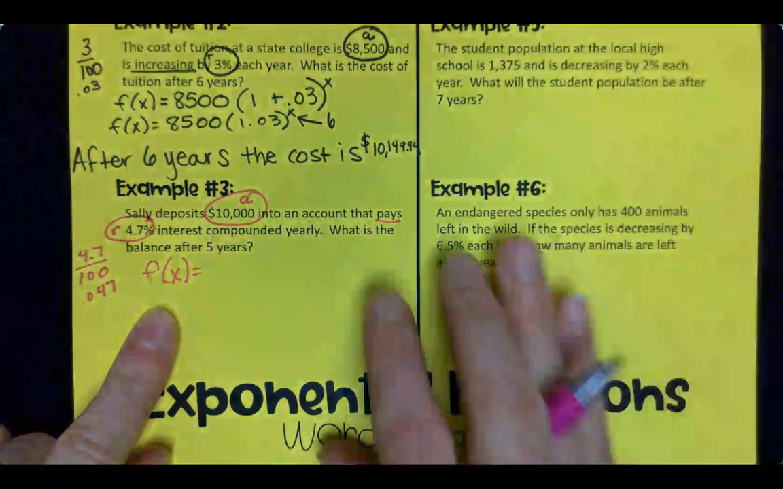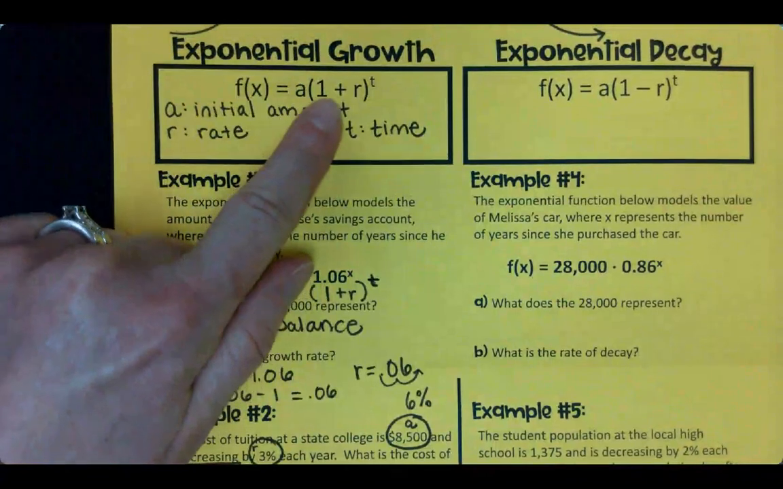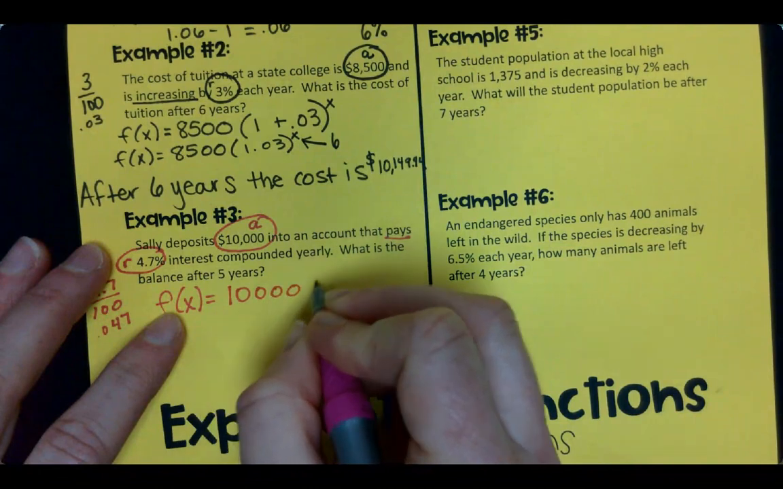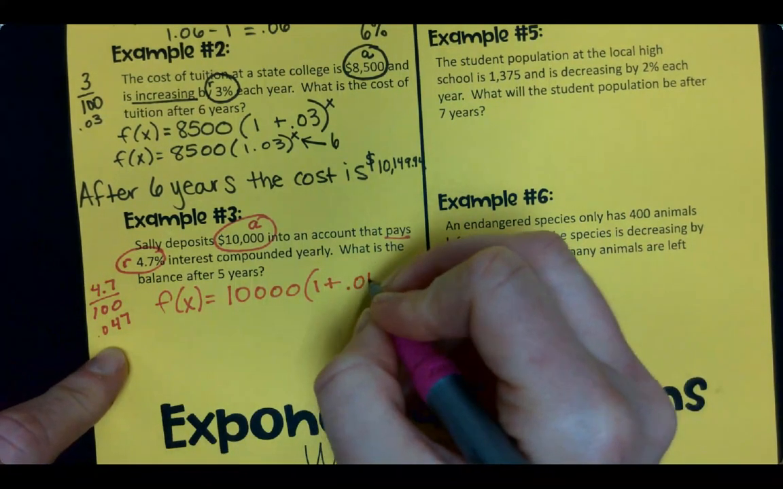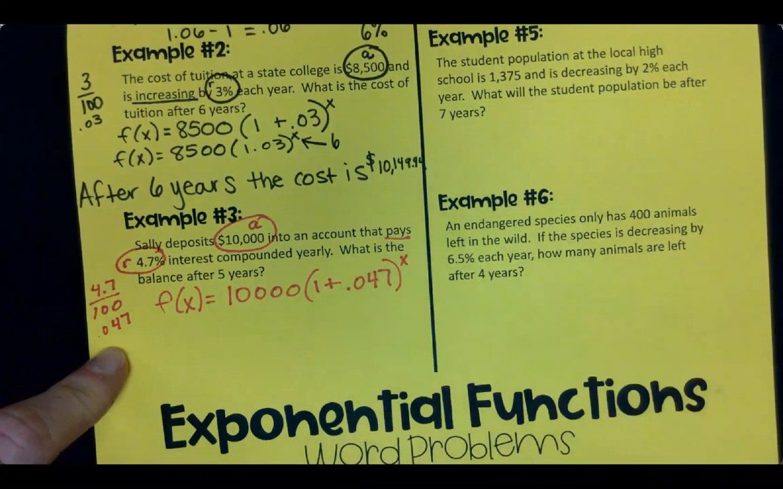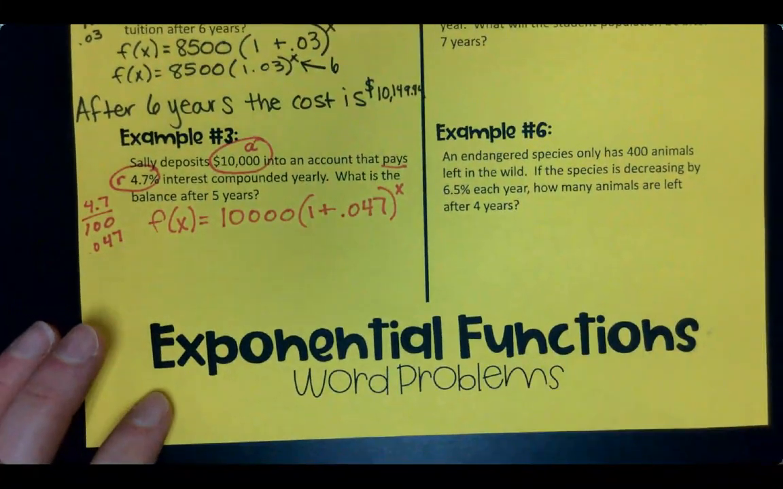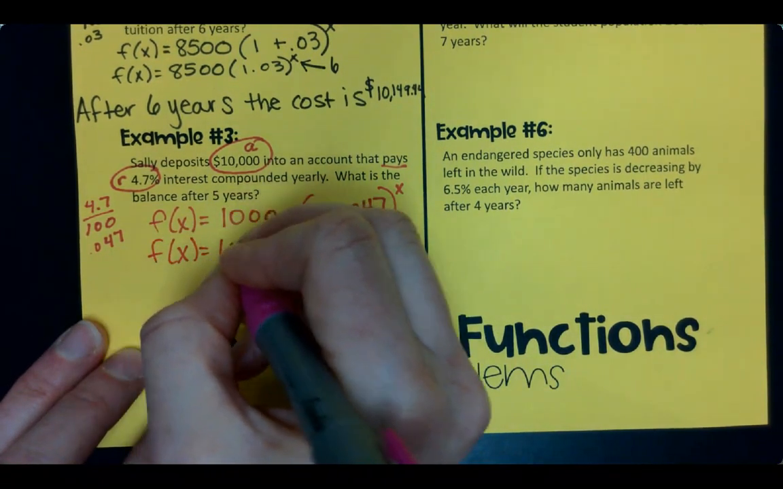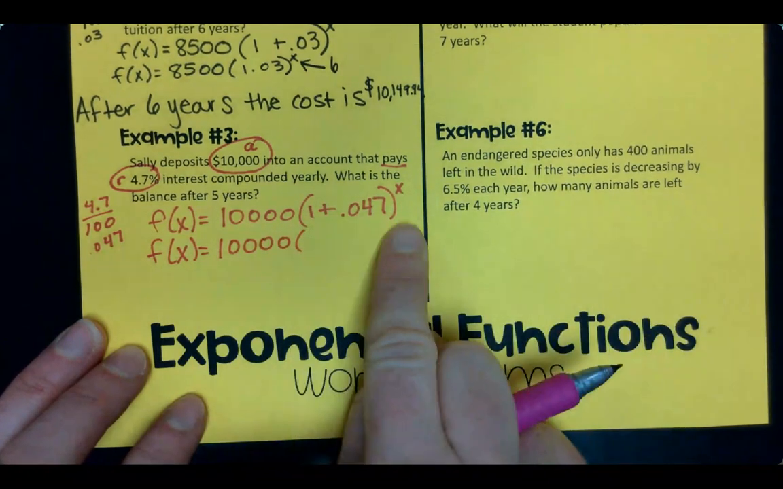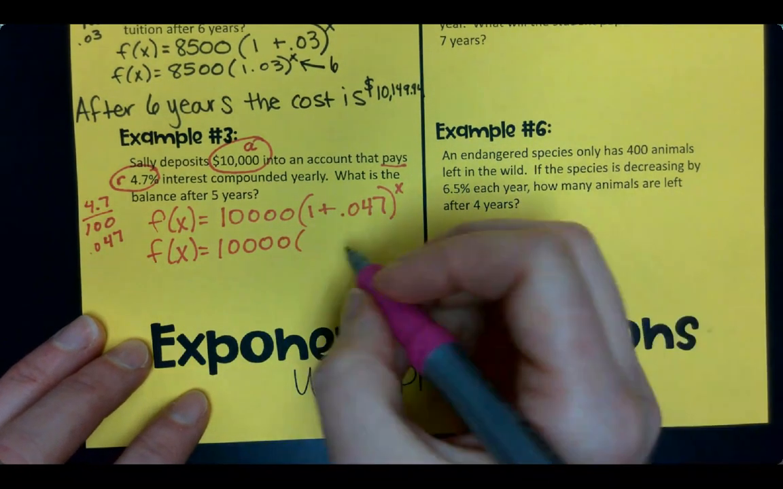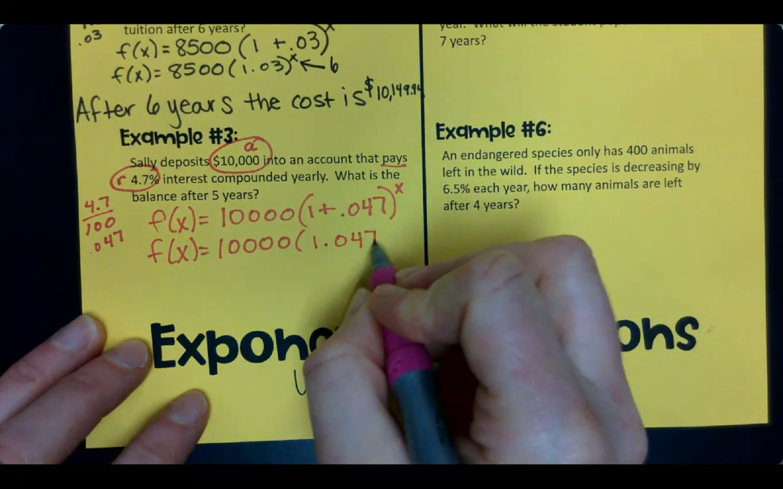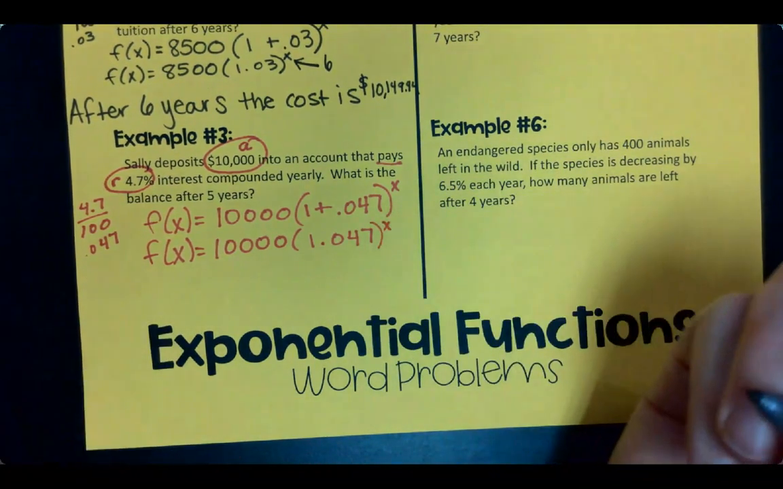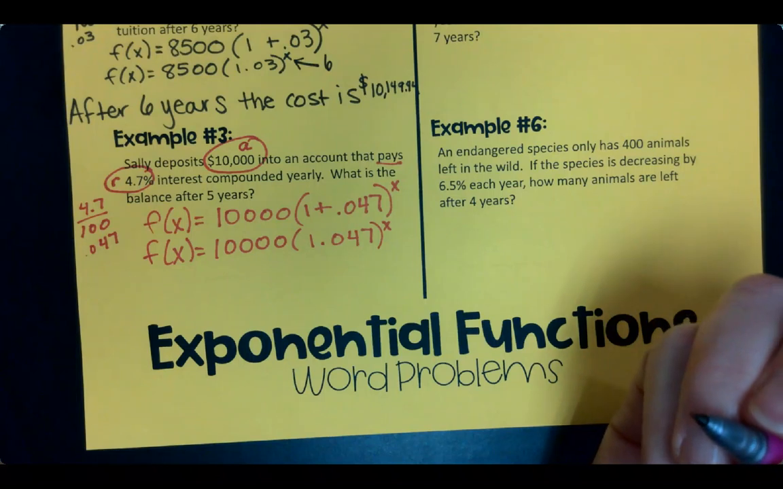So whenever I plug it into that equation, remember the equation is 1 plus R, so it's 10,000 times 1 plus the rate, 0.047, raised to, and we'll go ahead and simplify it. You just add the 1, you're basically going to tack on that 1 to the decimal. That's just 1.047 now, raised to the x. And we want to find what's the balance after 5 years.